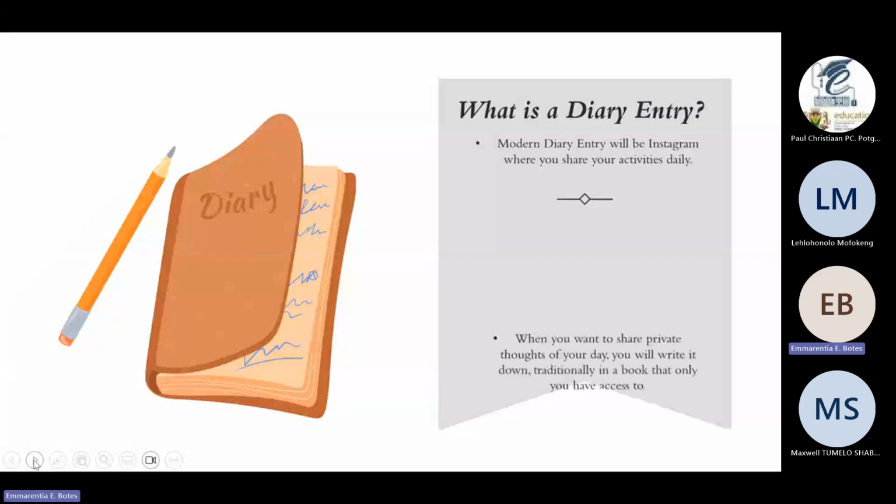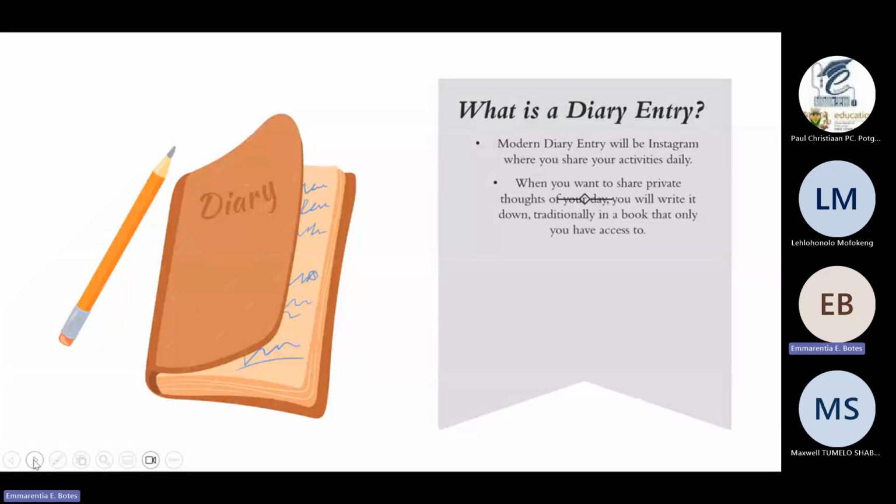Now, the ones we usually look at, that is when you want to share private thoughts of your day. So you will write it down, traditionally in a book that only you have access to. So these are your personal thoughts and feelings that you share, but you share it with yourself. So you're basically reflecting on your day, and you don't necessarily want anyone else to read it.